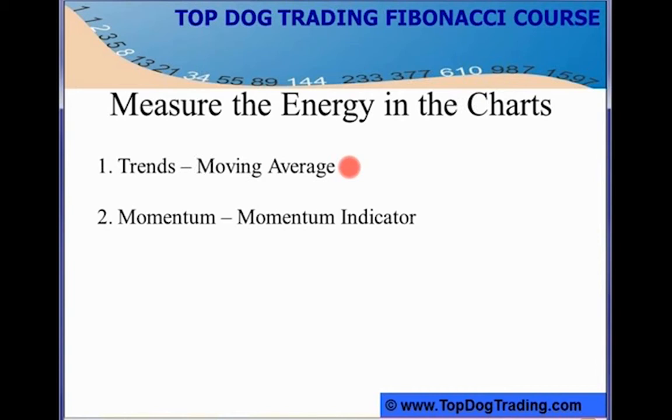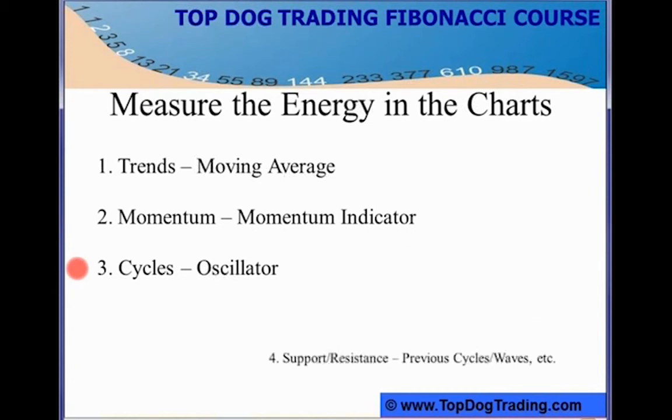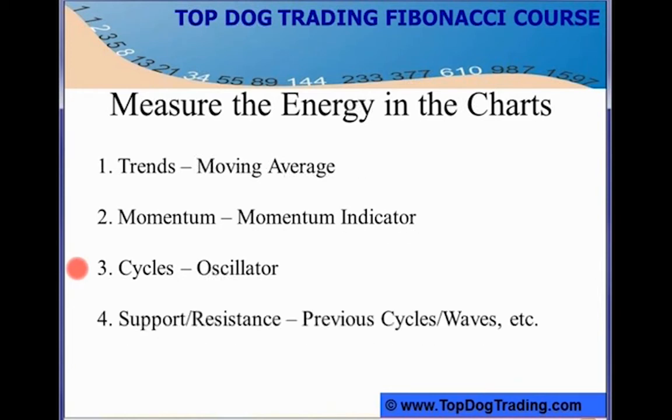So I have an indicator that measures trend. It gives me a number. Here's the trend. Momentum, use a momentum indicator. That's the number of momentum. It's got a value to it. So there's no guesswork involved. For cycles, use an oscillator. It tells me the time to get in, the time to get out.